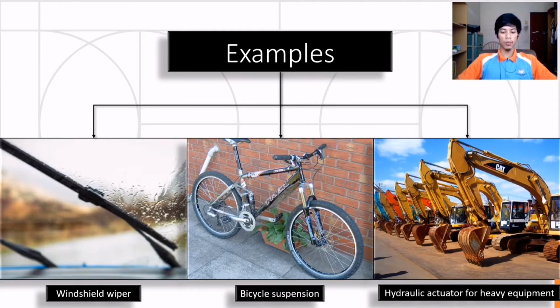These are some examples of a linkage system. The first example is a windshield wiper, the second is a bicycle suspension, and the last example is a hydraulic actuator for heavy equipment.